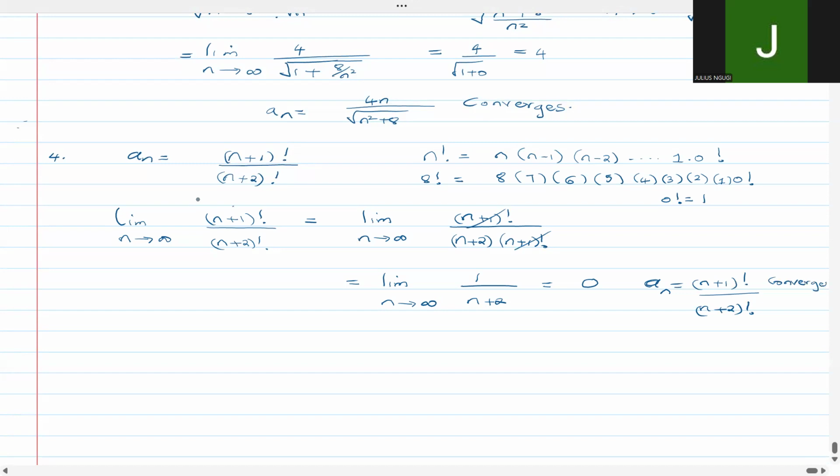So the meaning of that is that if I give the n factorial, it's the same as n multiplied by (n minus 1) factorial.